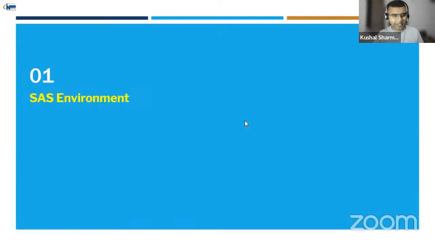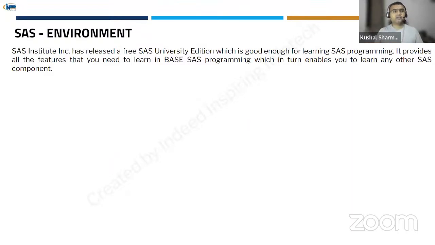Let us now begin. So the topic number one is SAS environment. SAS Institute Incorporation has released a SAS University Edition. Initially they released SAS University Edition as a virtual machine. So you need to have a virtual machine, and you can download the University Edition from the SAS website, open it up with the help of Oracle VirtualBox, and start the SAS software over there. That was one of the options we had.